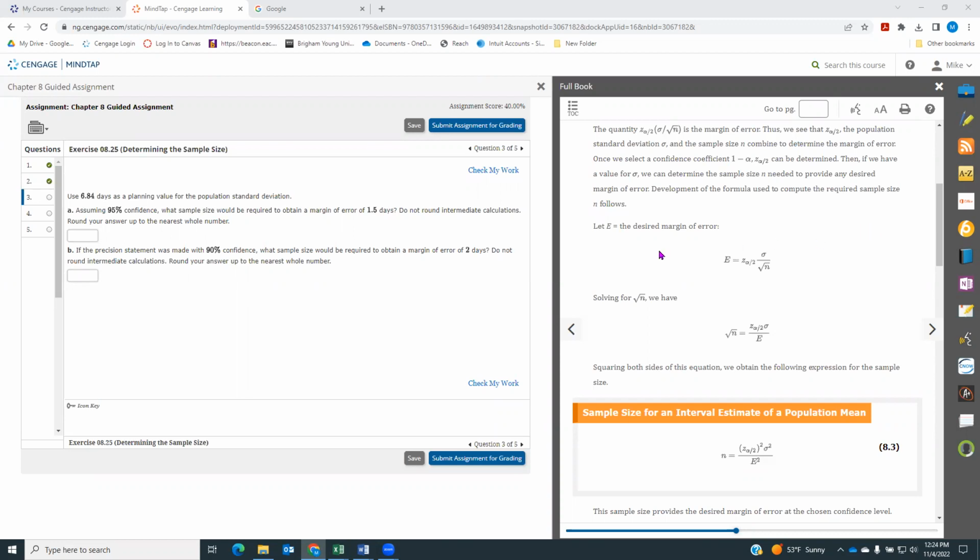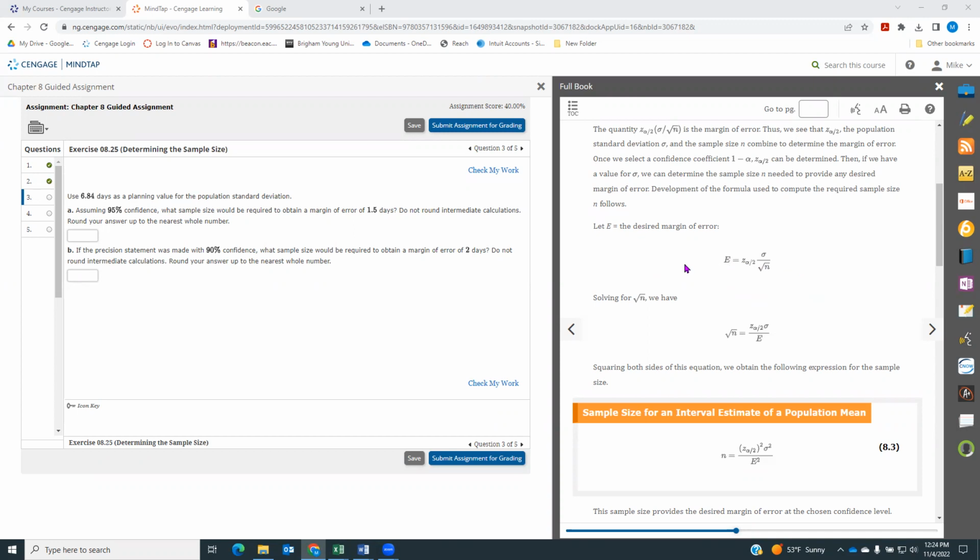So I mentioned earlier that the margin of error, they call it E, I like to call it ME for margin of error, equals the z-score of alpha divided by 2 times the standard error of the mean, which we learned last chapter, which is just the population standard deviation divided by the square root of n. So if we know that formula, we can resolve it for n, right? Where n is the sample size. And that's what we're trying to figure out, is how big of a sample do we need to get this level of confidence given this level of standard deviation.